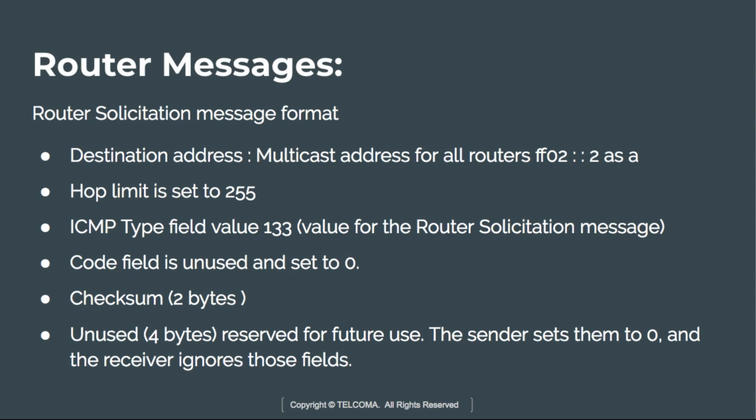Then the ICMP type field value is 133, which is the router solicitation message type, and the code field is unused, so it is set to 0. The checksum field is 2 bytes, and it detects errors in the router message packet. After that there is a reserved field of 4 bytes, reserved for future use; the sender sets it to 0 and the receiver ignores those fields.